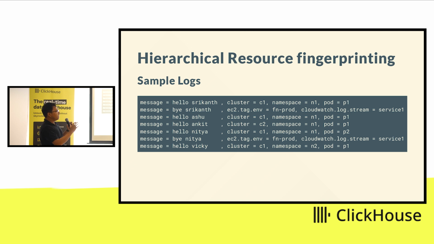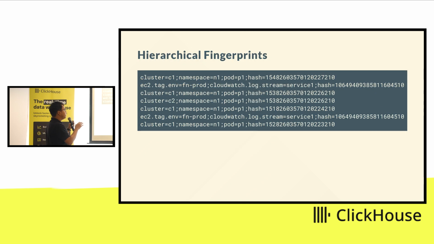First, we have to create a fingerprint that is based on hierarchy. In this case, we have created hierarchical fingerprints. For all the Kubernetes pods, we have made sure that the cluster comes as the first item in the fingerprint, namespace comes second, and pod comes third. Then we hash the entire thing and put it in the fingerprint as well. You can see that for the logs coming from P1 and P2, the fingerprints are the same. That's the first and the third one.